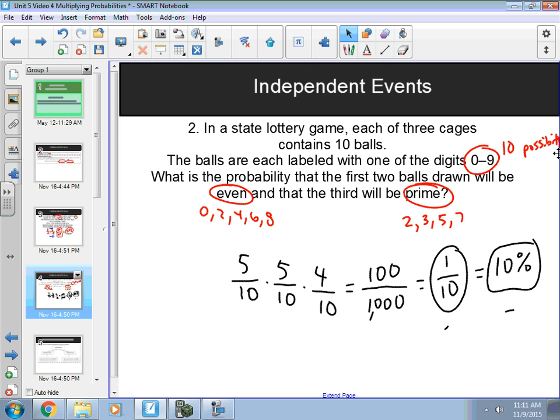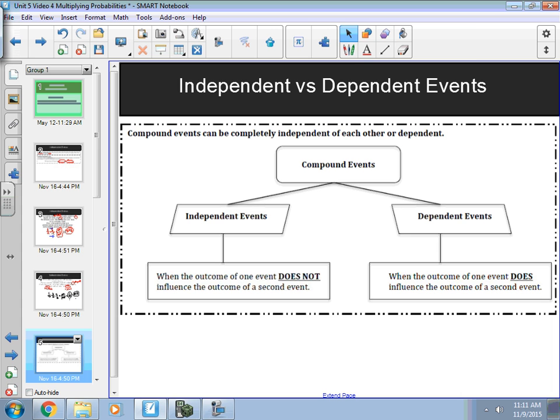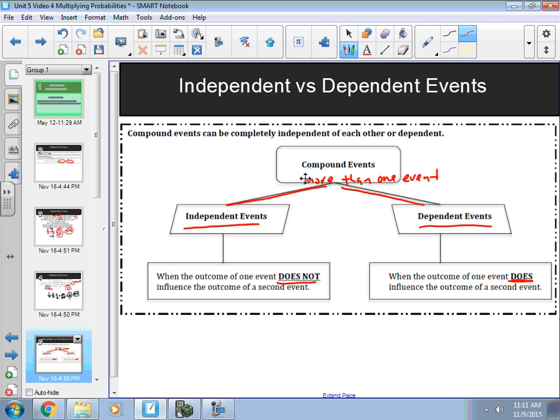Okay, so that's what's called compound independent events. So looking at how this works here, compound events, that's when more than one thing is happening, more than one event. We looked at independent events. That's the ones we just did. That's where the outcome does not influence the second event. The other thing that could happen, though, is what's called a dependent event. And that's when the outcome does affect or influence the outcome of the second or third or fourth event, and so on. So when your choices after your first one get affected, we call that dependent.